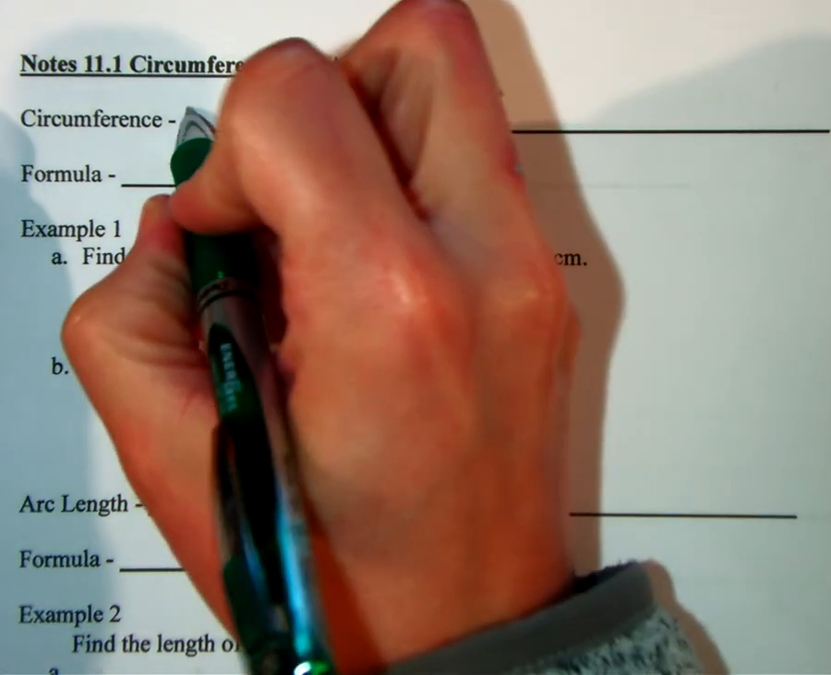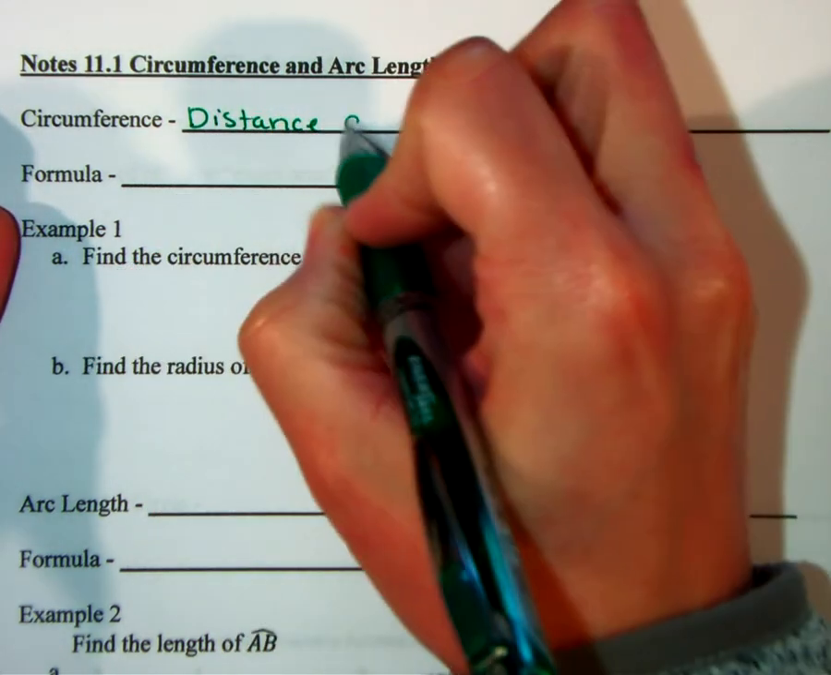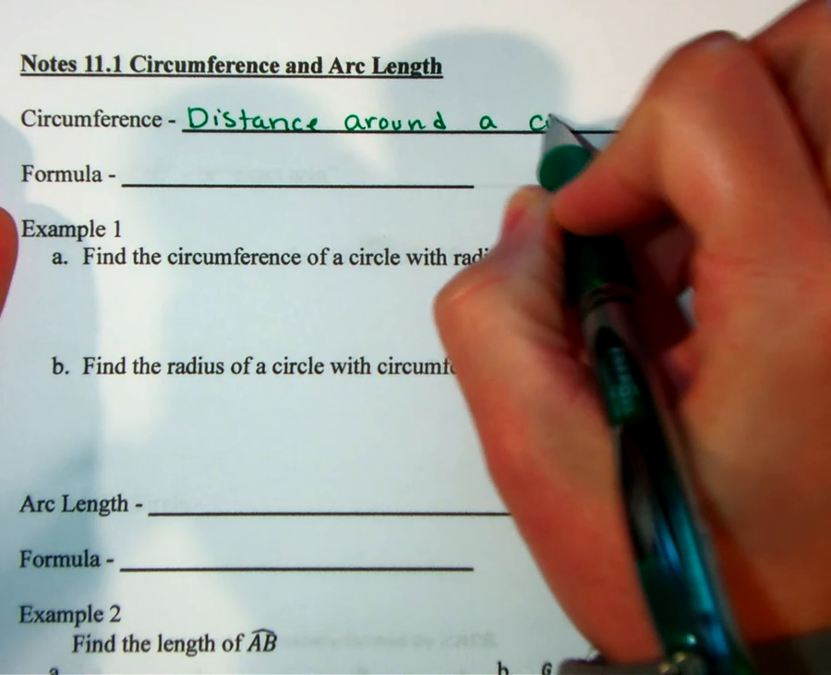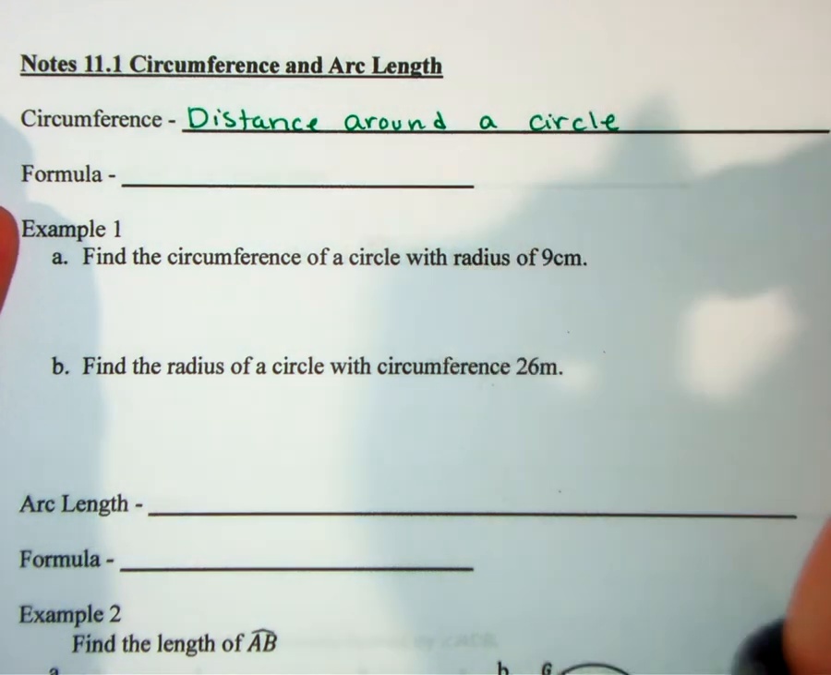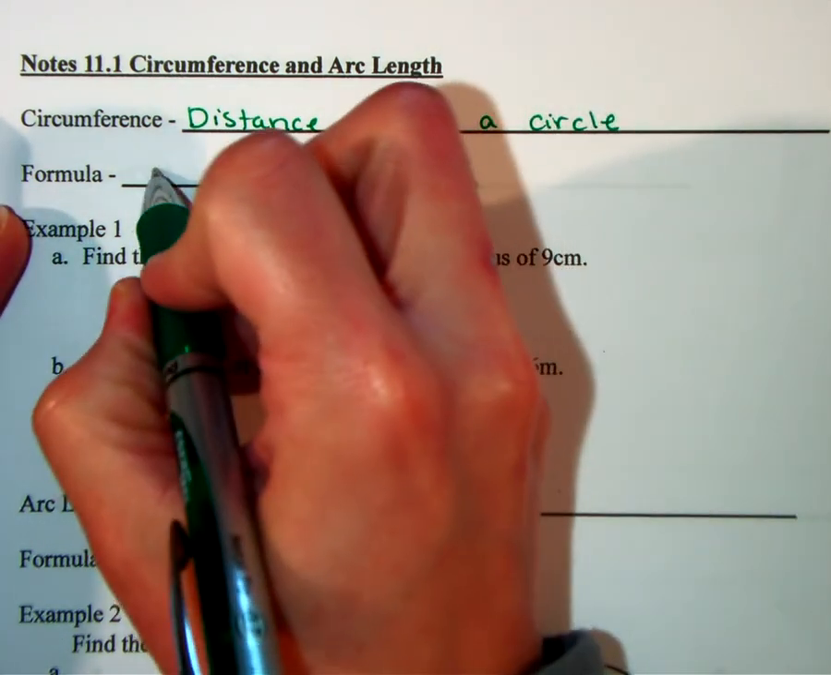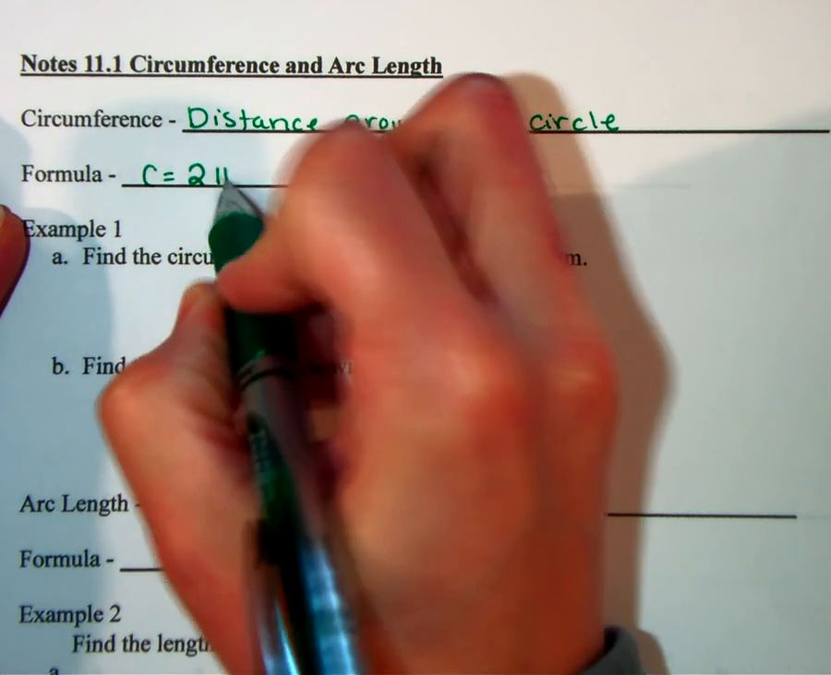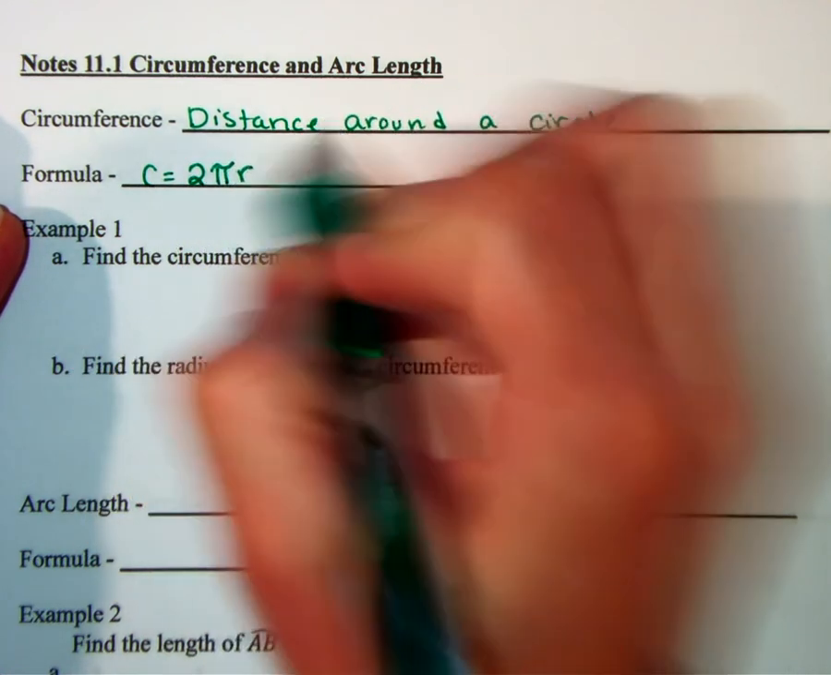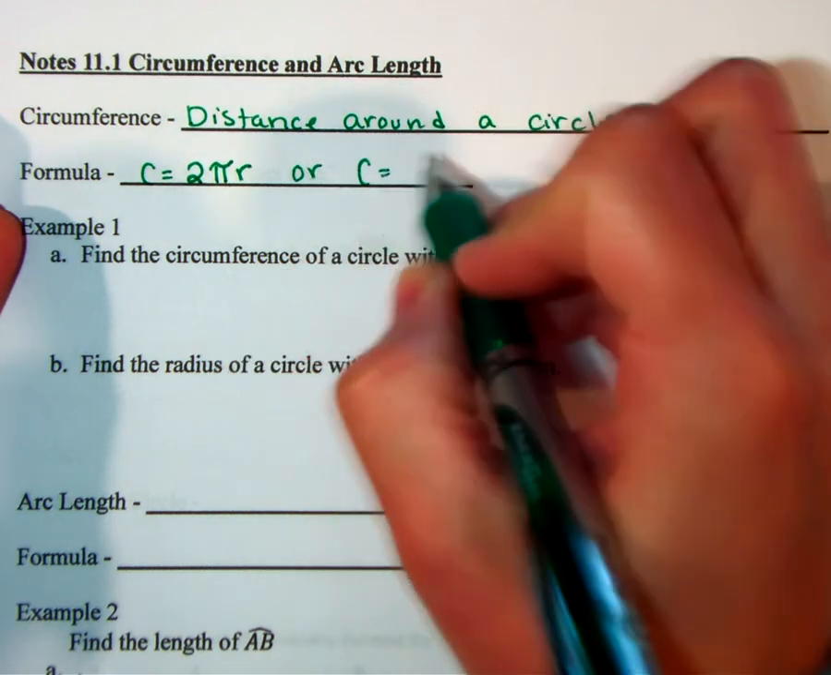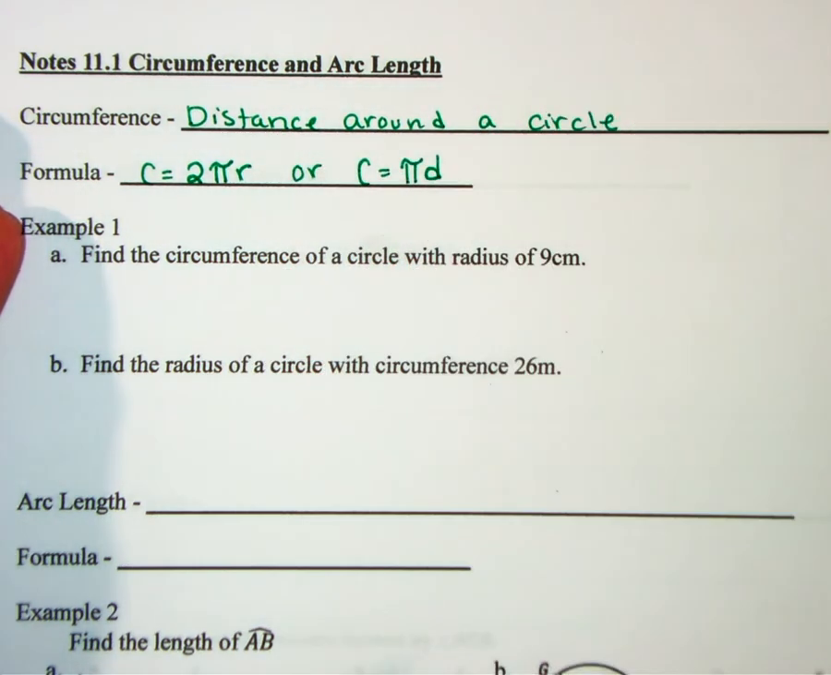So circumference is the distance around a circle, or it's the perimeter of a circle. The formula, there's actually two formulas you can use. Circumference can equal 2 pi times your radius, or your circumference can equal pi d, which is diameter.